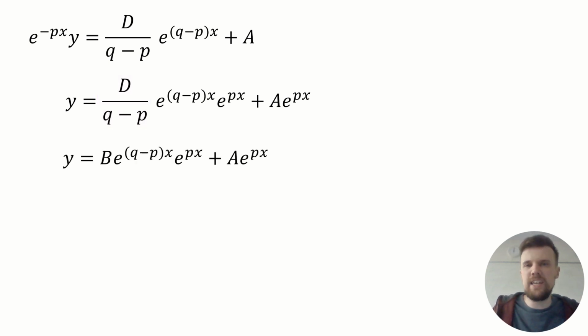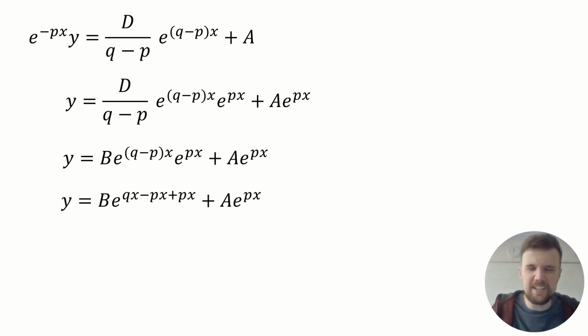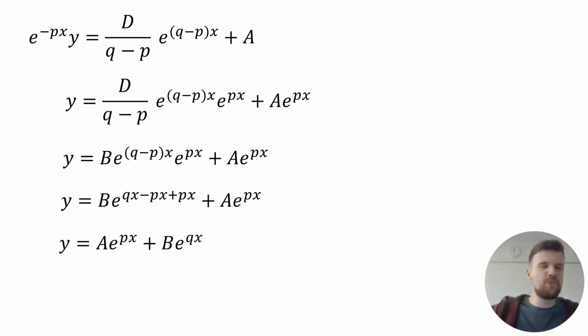And then the e to the q minus p lots of x times by e to the px could also be simplified using index laws. So, of course, as we're multiplying, that means we're going to add in the power. Also multiply out the brackets with the q minus p and the x. And therefore, the minus px and the positive px are going to cancel out, meaning we're going to be left with just y equals a lots of e to the power of px plus b e to the power of qx. P and q are the solutions to the auxiliary equation.